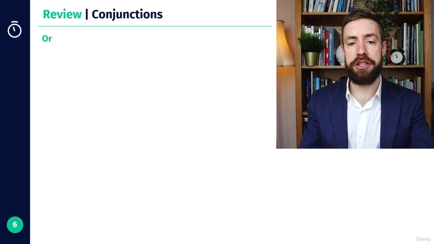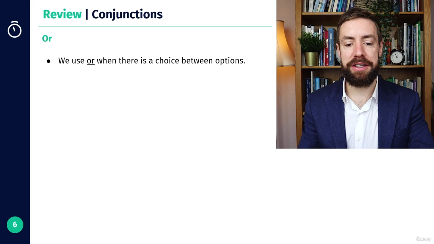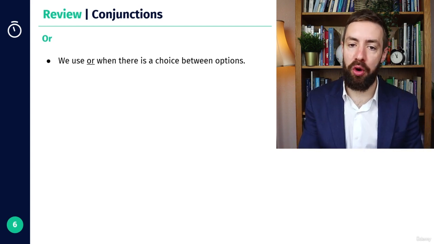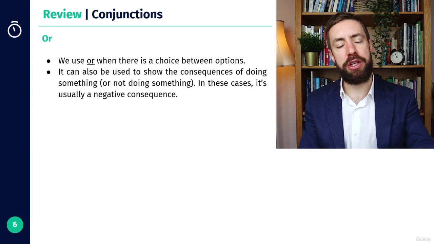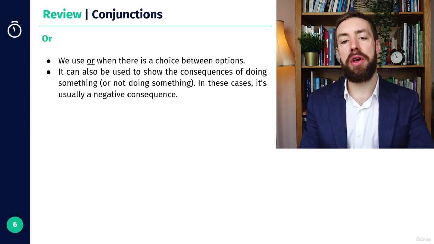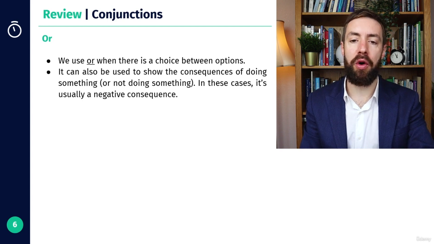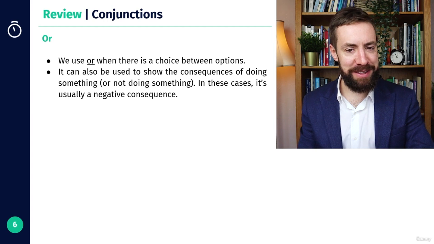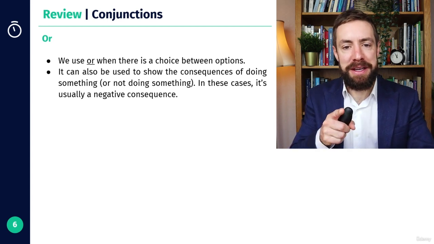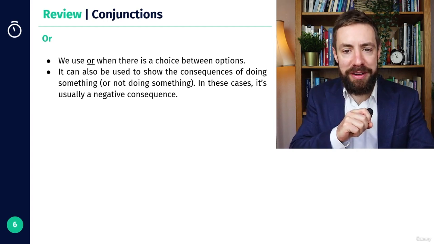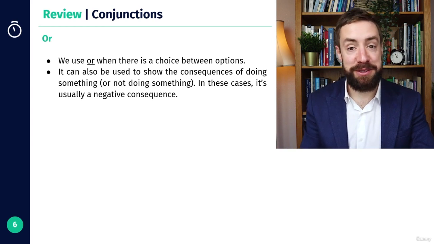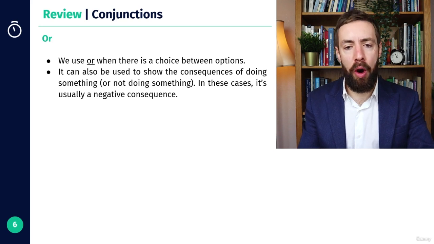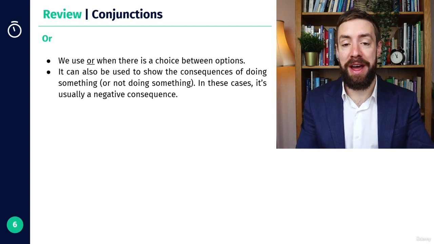Another common conjunction to review is "or." Let's take a look at "or." We use "or" when there is a choice between two or more different options. And it can be used also to show the consequences of doing something or of not doing something. It's kind of like a threat when, for example, your parents are saying, eat your food or you won't get any dessert. That was something that my parents told me a lot. So it's like a threat. They're saying, what will happen if you don't do the right thing?